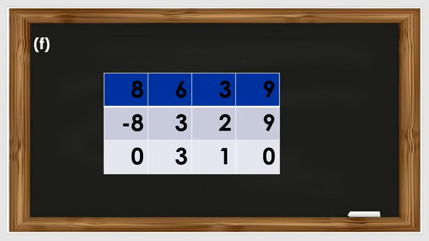Now we move on to question number G. What is question number G, all students? Question number G is 2942 minus 1621. So 2942 minus 1621, what, all students?